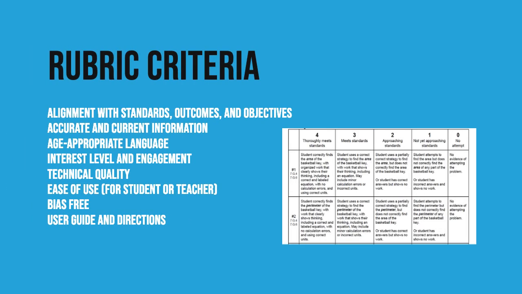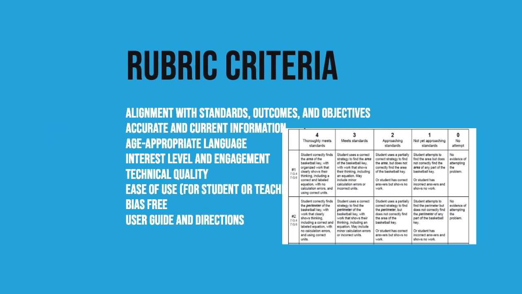When developing the rubric, the teacher must consider the following: alignment with standards, outcomes, and objectives, accurate and current information, age-appropriate language, interest level and engagement, technical quality, ease of use for student or teacher, bias-free user guide and directions.